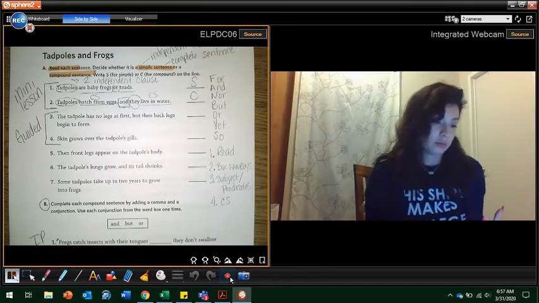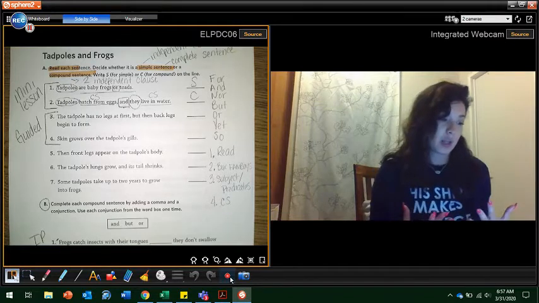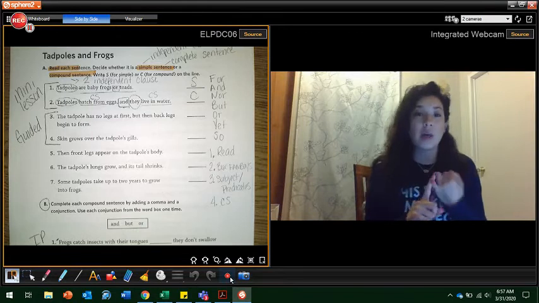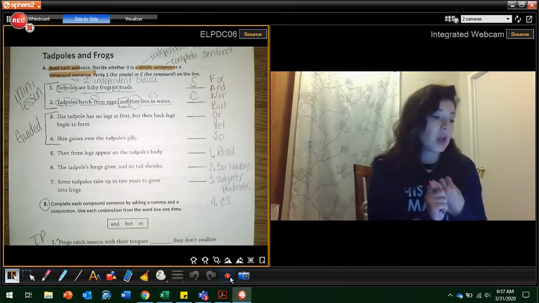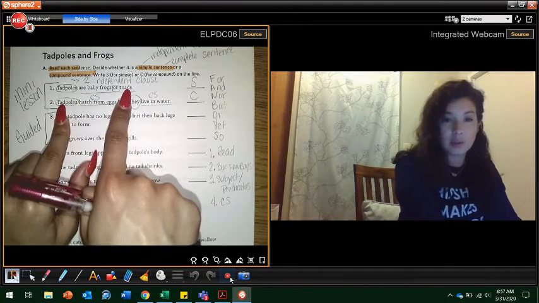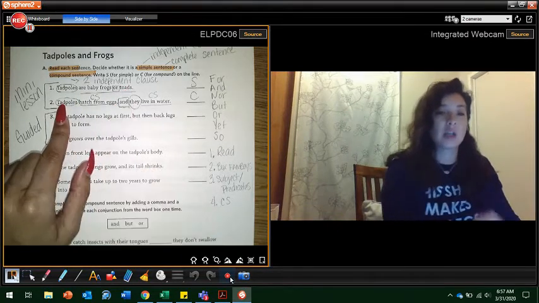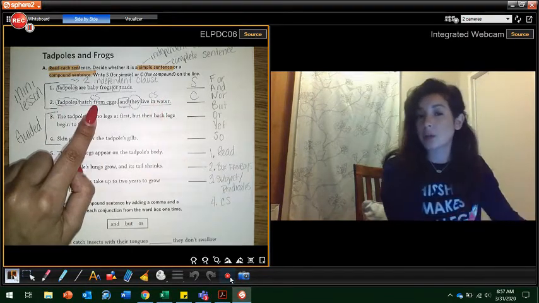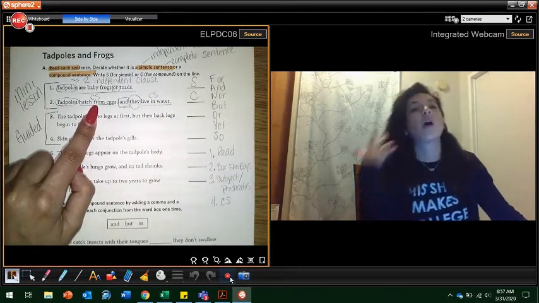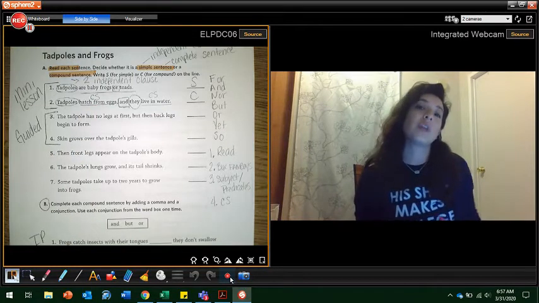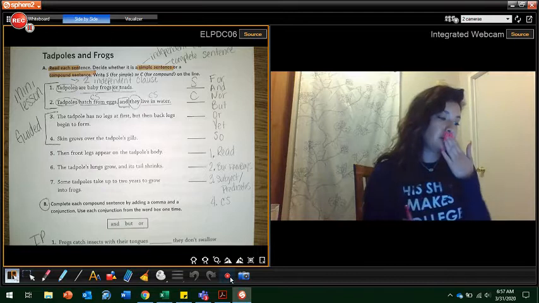So let's sum it up. Okay, we're looking at two things here. We're looking at simple and we're looking at compound. We're looking at simple being only one independent clause, and we're looking at compound being two independent clauses or complete sentences. Remember, independent clause means it can stand alone by itself as a complete sentence.